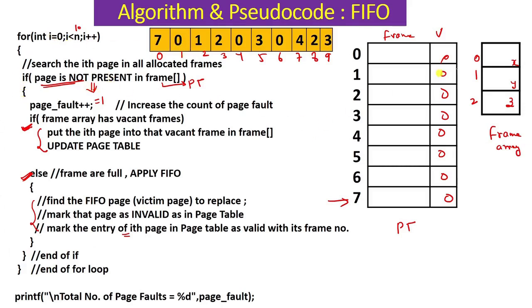thing. Search inside the page table. With the help of the page table, I got to know it is not present. Okay, just come here, increase the page fault, then see if the array has space, then put that ith page inside here. If not, if the frame array is full, then apply the FIFO algorithm. Make the space and then put that ith page here, right? And this will go on.